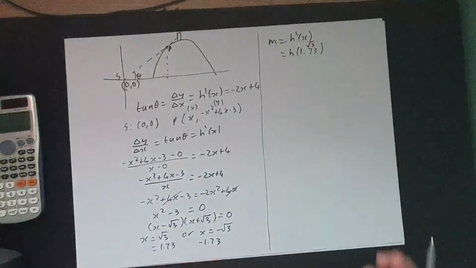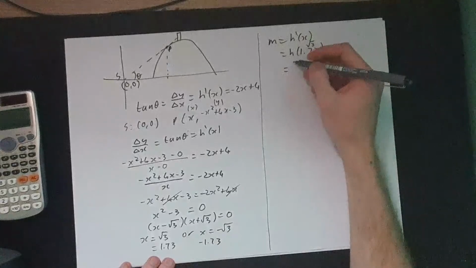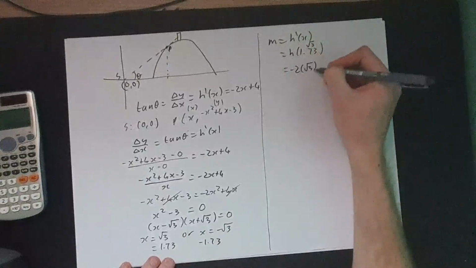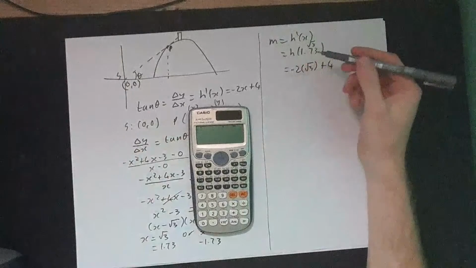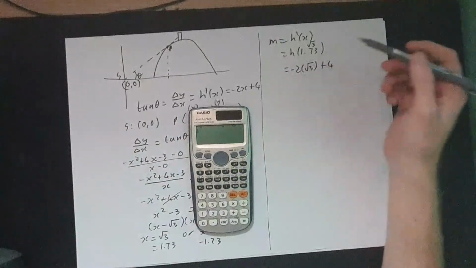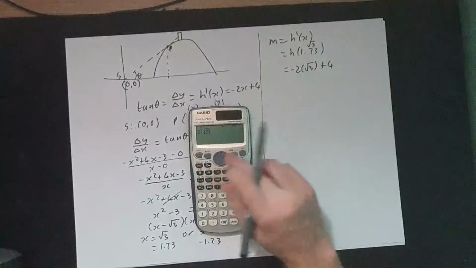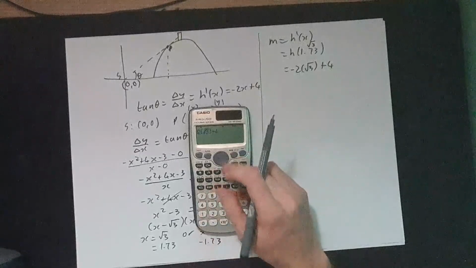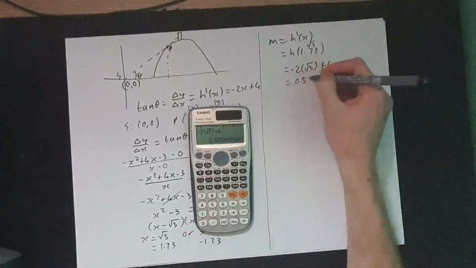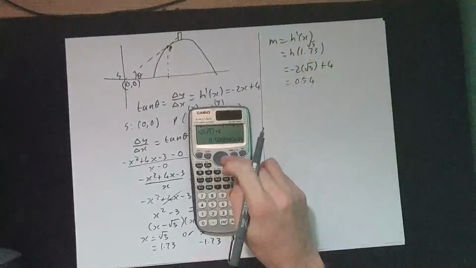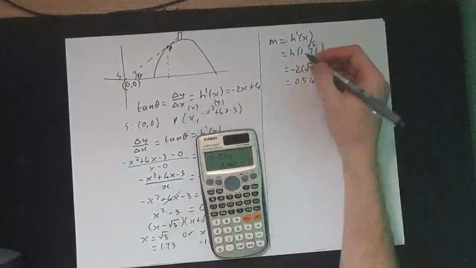Now, which one are we going to use? Negative or positive? Well, let's see if they give us the same answer. So this is going to then be minus 2 root 3 plus 4. So let's have a look there. Now we're going to use the positive one. So minus 2 times root 3, plus 4. I need a negative in front. That gives me an answer of 0.54. And let's do it if I put in the negative here. Okay, so it makes sense that we use the positive one.